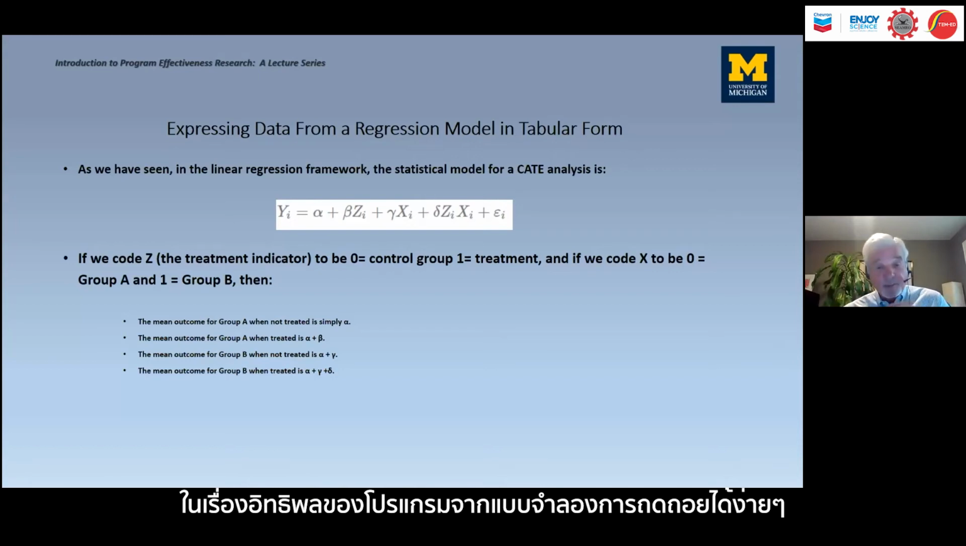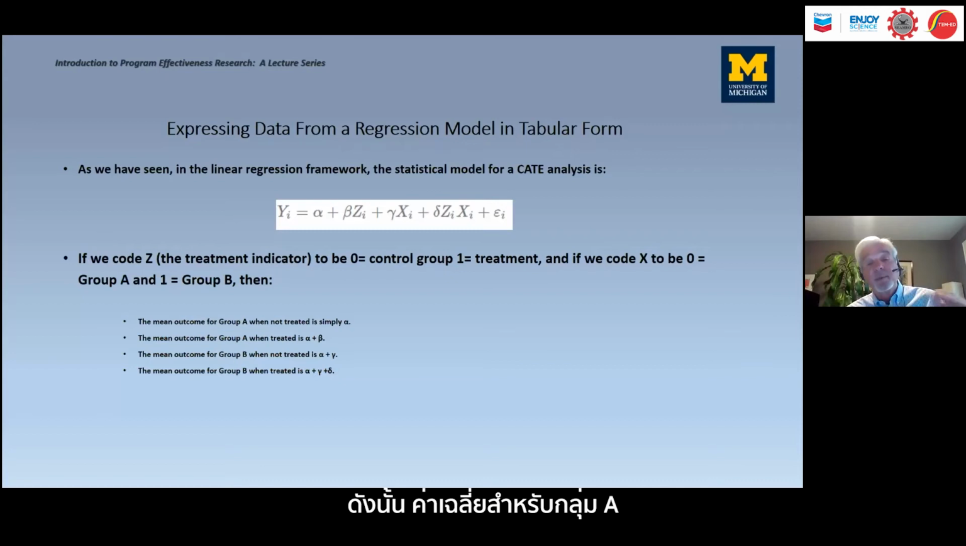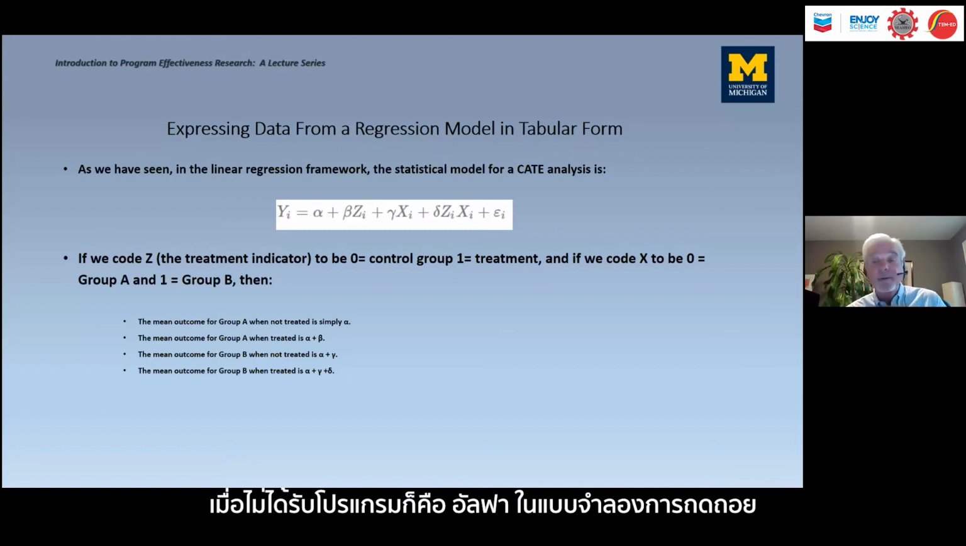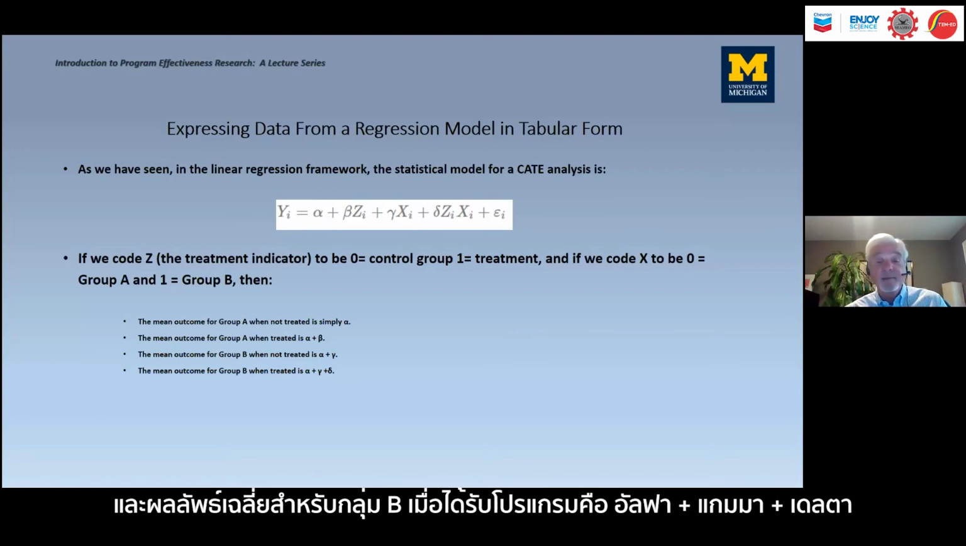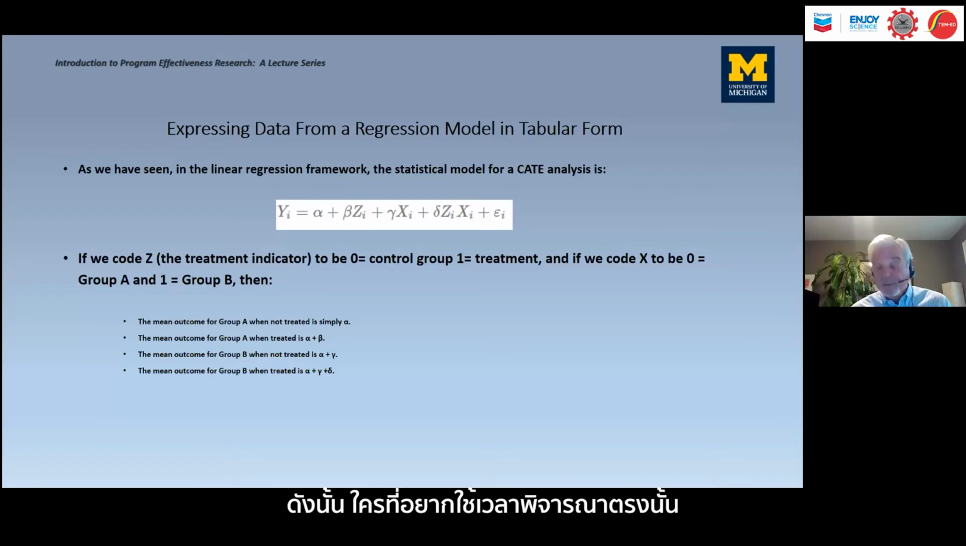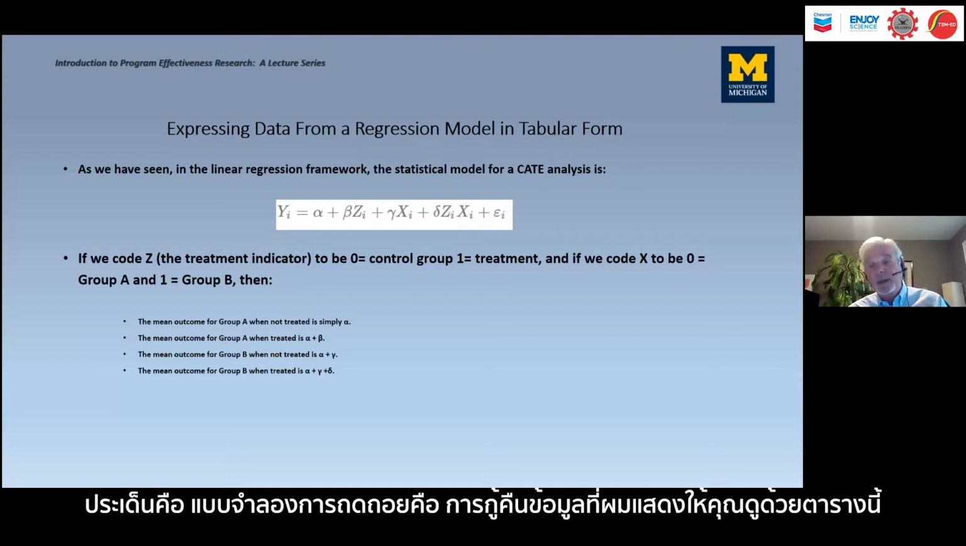from the regression model. So the mean outcome for group A when not treated is simply alpha in the regression model. The mean outcome for group A when treated is alpha plus beta. The mean outcome for group B when not treated is alpha plus gamma, and the mean outcome for group B when treated is alpha plus gamma plus delta. Those of you who want to can spend some time seeing that, but the point is that the regression model is recovering the information I showed you in the table.